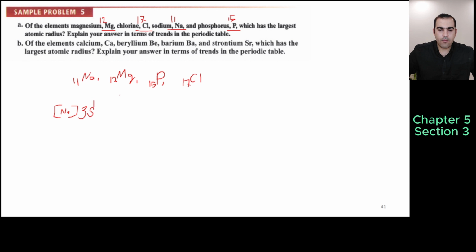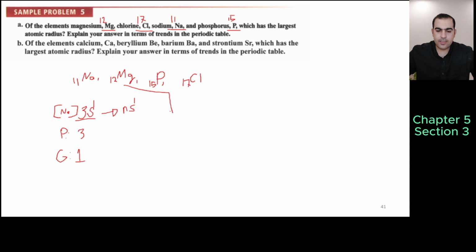3s1. For the period, we look at the number before the last, the highest occupied energy level. The period here is 3. The group is indicated by the number of electrons in the last s. The group configuration is ns1. This is in group 1, right? We learned this in chapter 5, section 2.